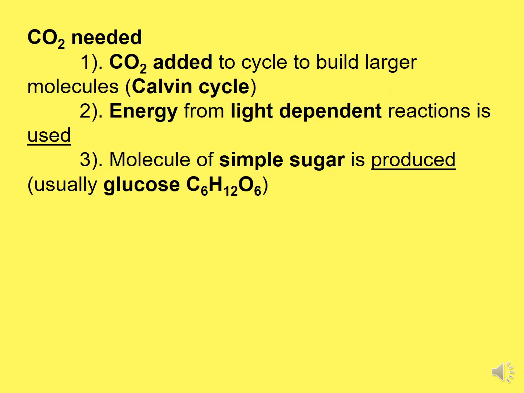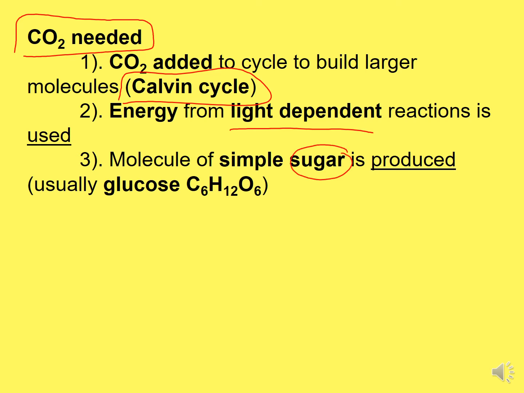So here, CO2 is needed. CO2 is added to the cycle to build larger molecules, and we call that the Calvin cycle. Energy from the light-dependent reaction is used. This is how we make that sugar, glucose.